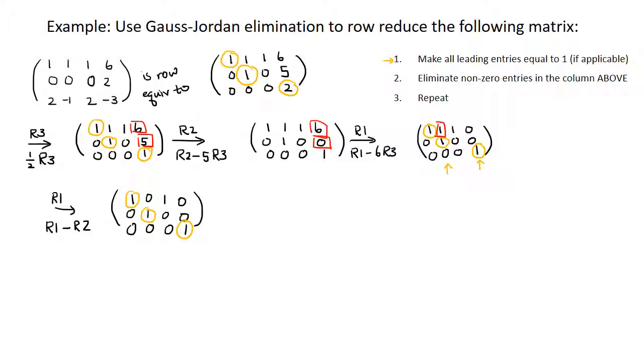If we look at column 1, this pivot is the only non-zero entry. If we look at column 2, again, our pivot is the only non-zero entry. And if we look at column 4, our pivot is the only non-zero entry. And so this thing is now in reduced row echelon form.